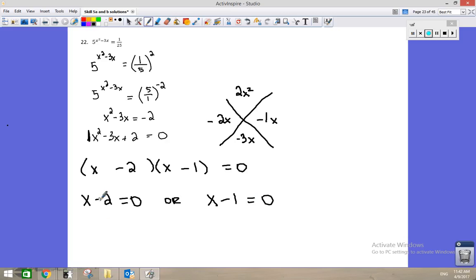And then the inverse of subtracting 2 is to add 2 to each side, or you just take that negative 2 and change sides. When it changes sides, it changes sign, and this becomes a positive 2. And the same over here. If I take this term, the minus 1, and move it to the other side, it becomes a positive 1. So here are my two solutions to this equation.